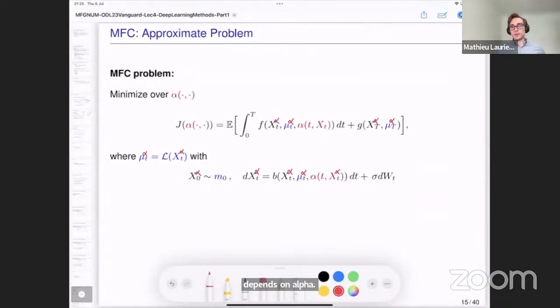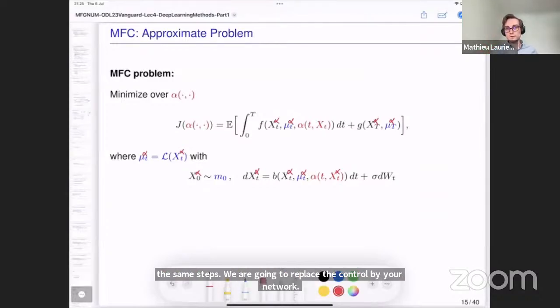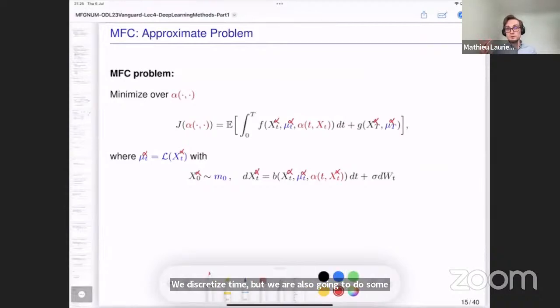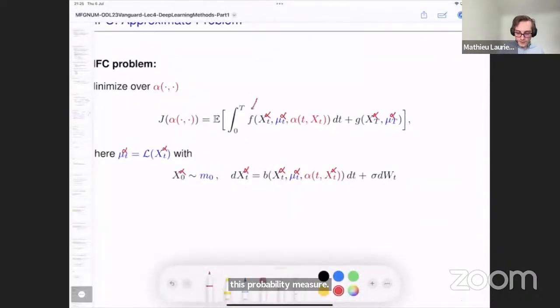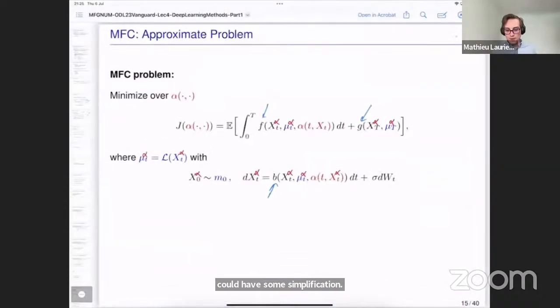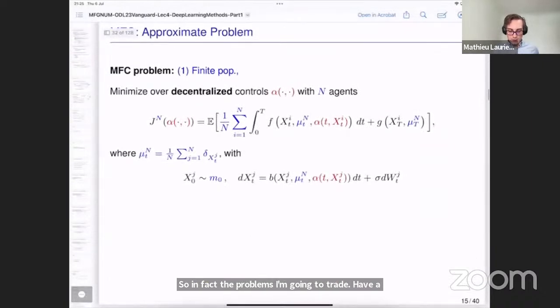Okay, so what can we do? Well, let's follow more or less the same steps. We are going to replace the control by a neural network, discretize time, but we are also going to do some approximation for the distribution because the distribution is a probability measure, and I don't know how to put a probability measure directly in the computer. I need to do some finite dimensional approximation of this probability measure. If f and b and g depend on mu in a relatively simple way, then you could have some simplification. So in fact, the problems I'm going to treat have a specific dependence in the mean field.